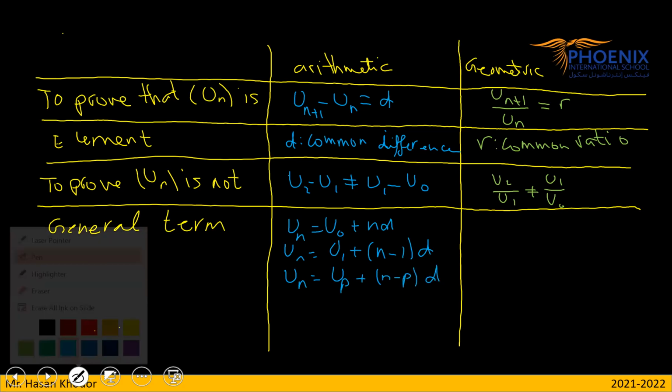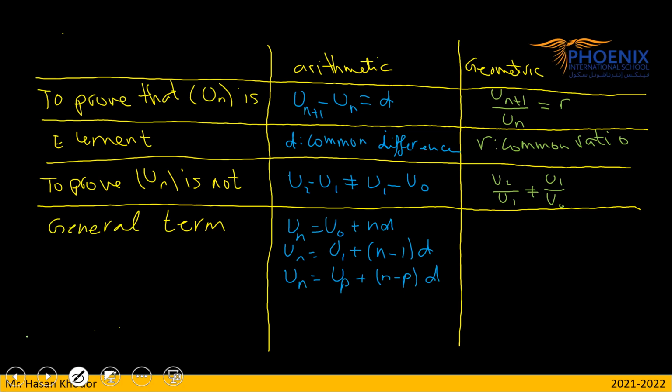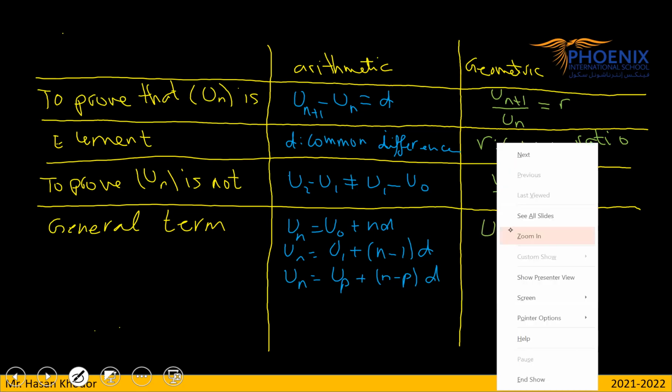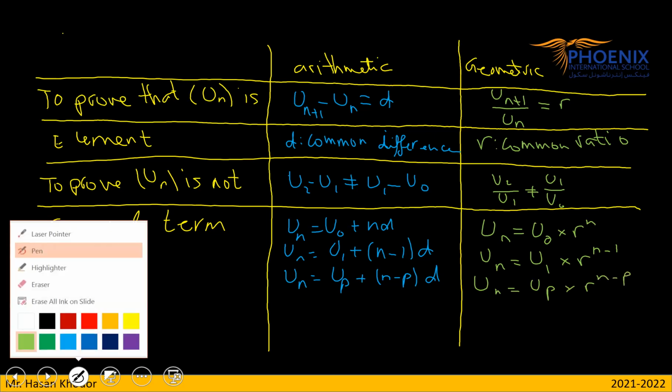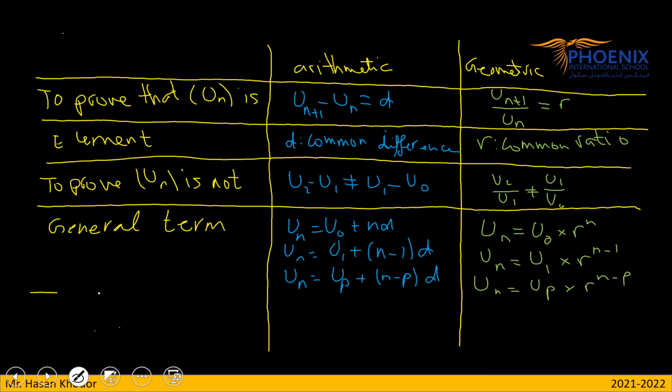On the other side, concerning the geometric sequence, the general term is Un equals u0 times r to the power n. If the first term is u1, we say Un equals u1 times r to the power n minus 1. And if the first term is Up, then we multiply by r to the power n minus p. This is concerning the general term.